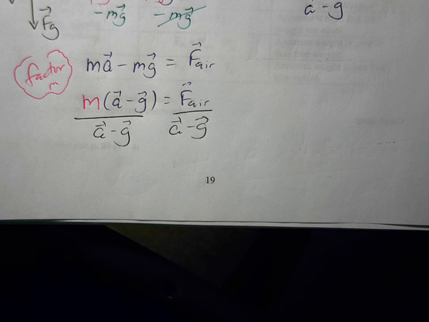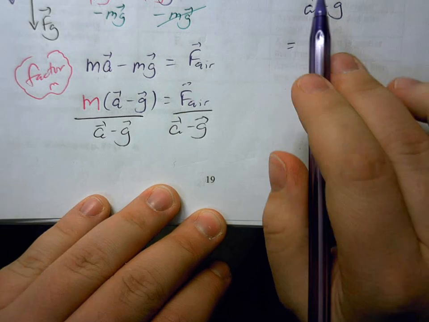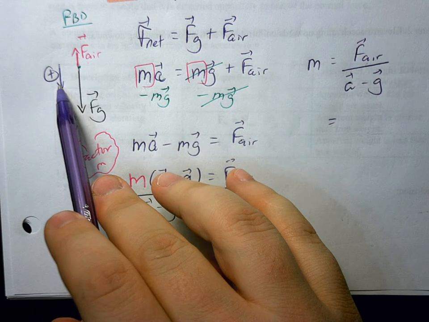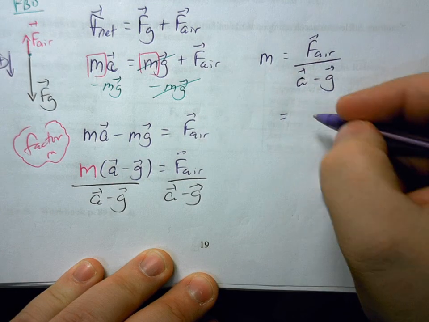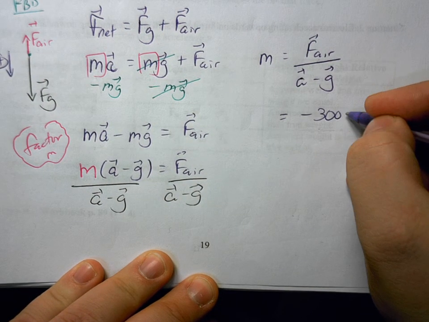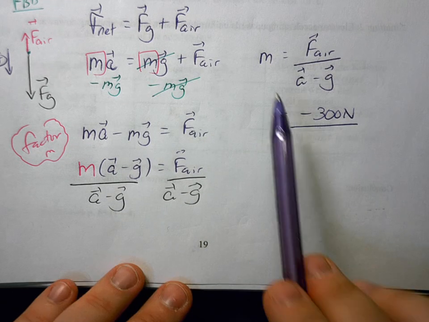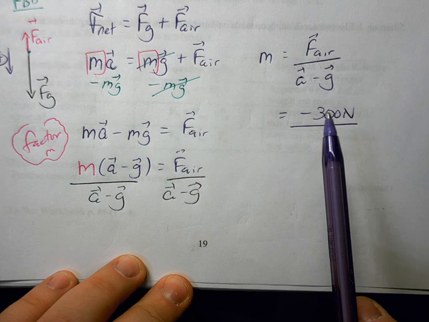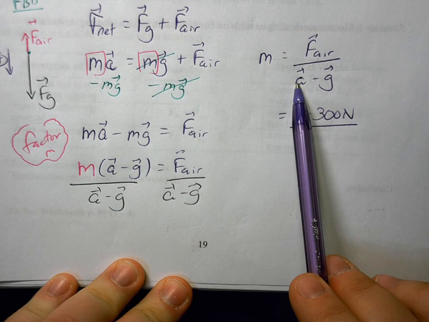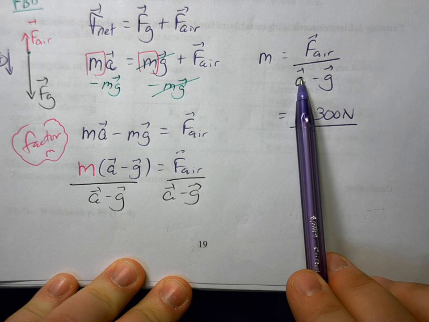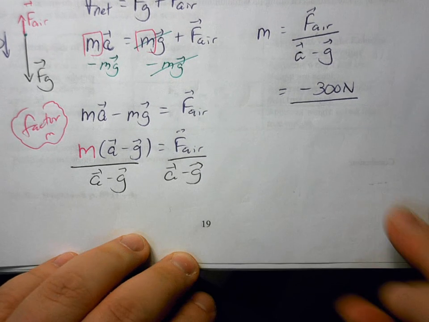Only thing we have to watch out for, make sure we're careful with the signs. So the force of air resistance, it's going up. We have called down positive. So this 300 newtons, it actually has to go in as a negative. Now before we finish, you might start to freak out. We have an m and we have a negative. Don't worry. The acceleration's magnitude is less than the acceleration due to gravity. So the bottom is going to be negative as well. Those negatives are going to cancel out.